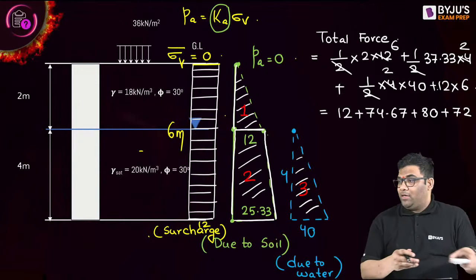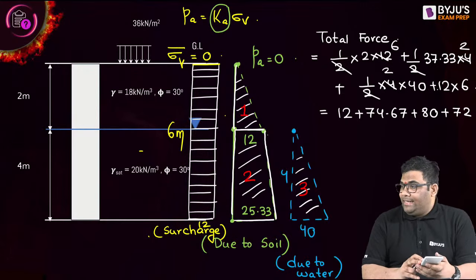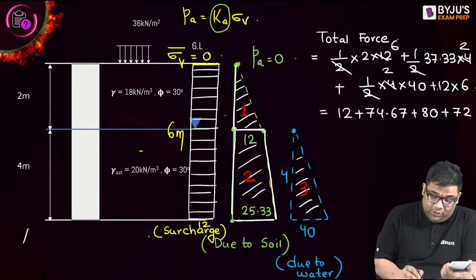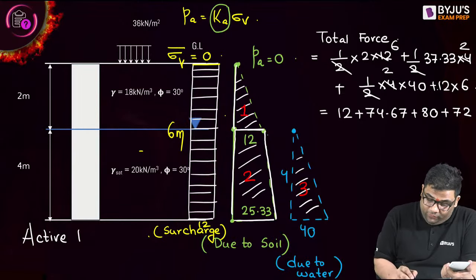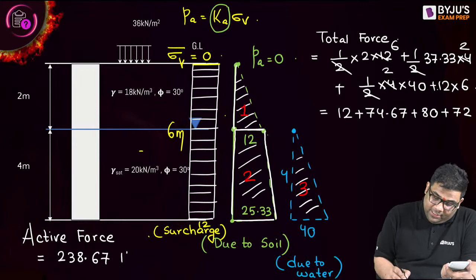So how much am I getting in total? Kartika found it out. Let me see whether you're finding it correct or not. 238.67. Understood how we calculate the total active force, right? The total active force is equal to 238.67 kilonewton per meter. Very easy.